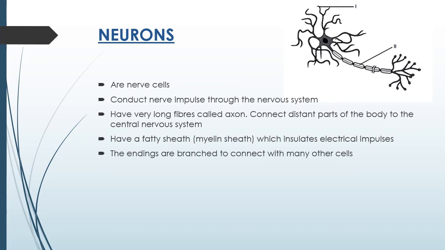Neurons. Neurons are also called nerve cells, and they conduct nerve impulses throughout the nervous system. They have very long fibers called the axon, which connects distant parts of the body, e.g. the foot, to the central nervous system. They also have a fatty sheath, which we call the myelin sheath, which insulates electrical impulses, and it is found covering this axon. The endings are branched to connect with many other cells, e.g., connecting with receptor cells or effector muscles.